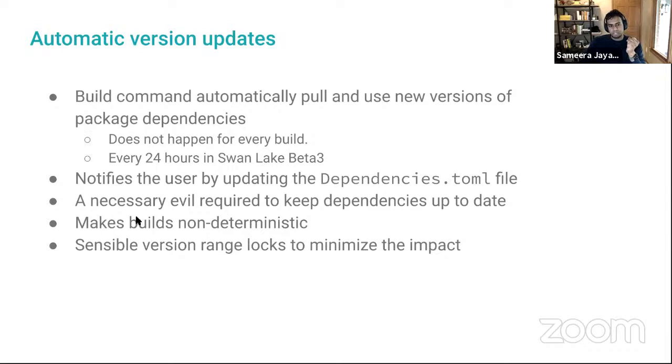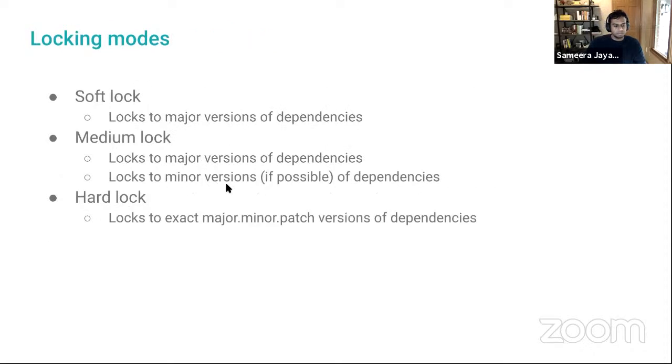And also, you need to be aware that automatic version updates with build makes the build non-deterministic, because you get new versions every time you build, not literally every time, let's say every 24 hours, but still, right? So we have taken several measures to minimize the damage, like introducing sensible version ranges. I'll talk about that in the next slide. Okay. So to minimize the issues that are caused by automatic version updates, we have introduced a concept called locking mode.